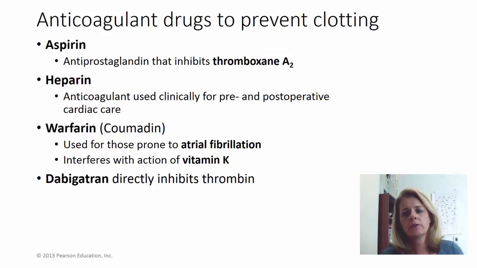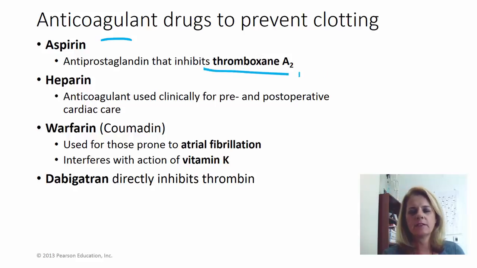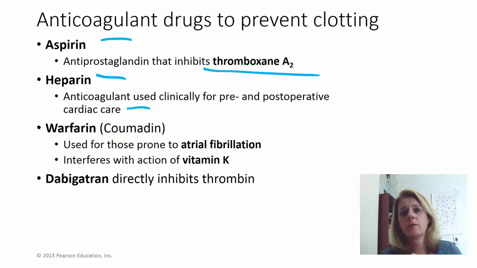Now, if you're prone to strokes and heart attacks and things like that, they may give you an anticoagulant to prevent those thrombi from developing, and therefore prevent them from breaking free and becoming an embolus. And so aspirin is one of those things. It's an antiprostaglandin. It inhibits something called thromboxane A. And so again, it's going to prevent those platelets from sticking and clotting. Heparin is something that you'll give people. It's also an anticoagulant. You give it a lot of times to people that are having cardiac care, post-cardiac care, to help prevent heart attack.